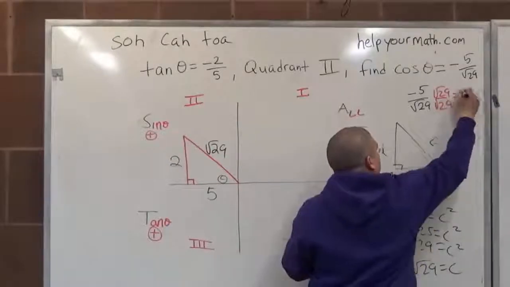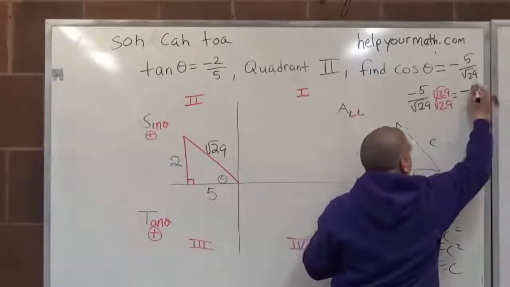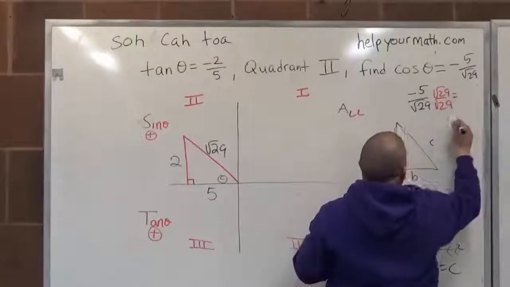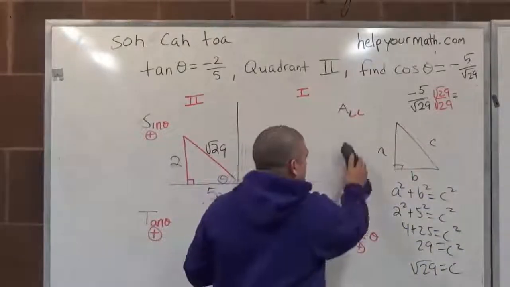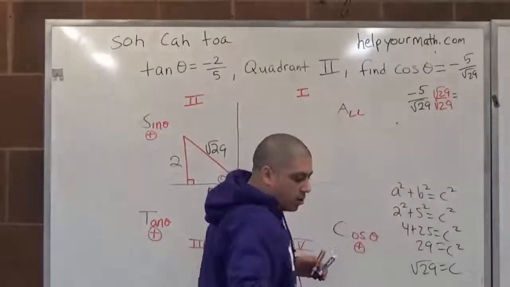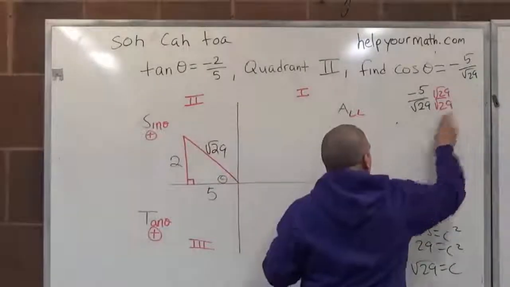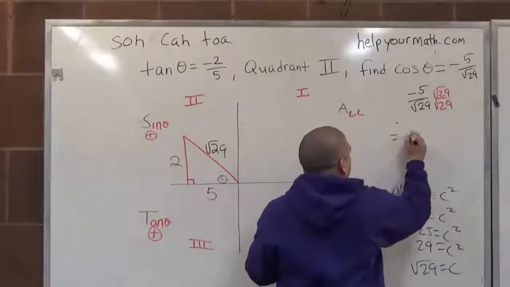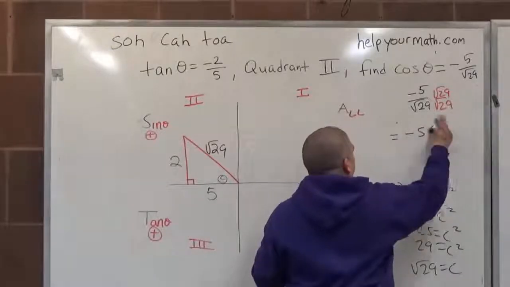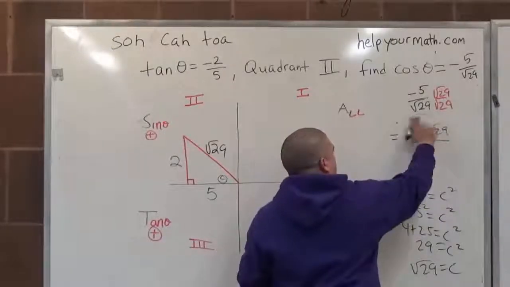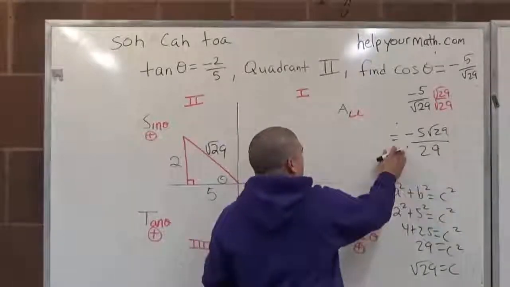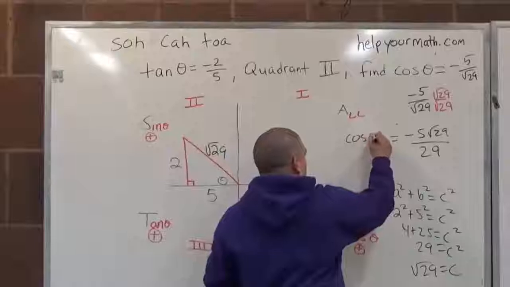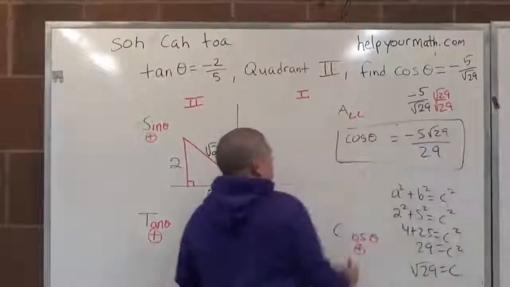So it's going to be equal to -5. I don't have space, I apologize for that. Let's make space, that's not a big deal. I'm going to take this triangle out. So it's going to be equal to -5 root 29, that's my numerator, divided by 29. That's called rationalizing the denominator. So this is my answer here, cosine of theta. All right, thank you.